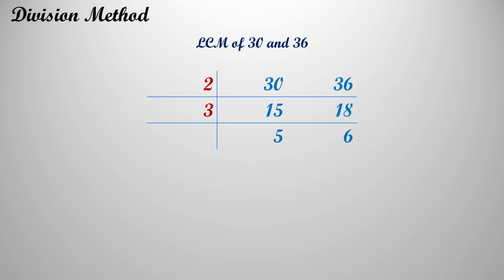What you need to do is look at the prime factors that we used. That is 2 and 3. Also, what is the remainder? That is 5 and 6. You multiply all of these numbers. 2 into 3 into 5 into 6 is equal to 120.